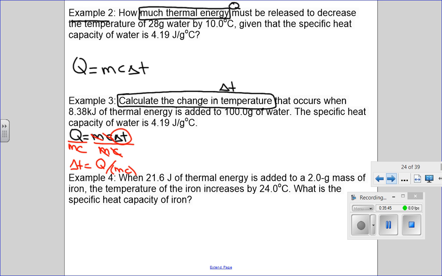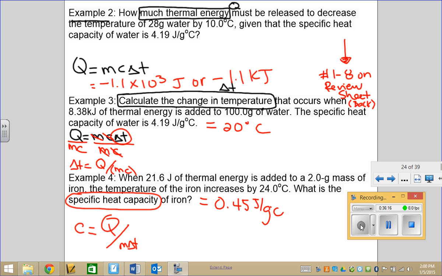For example 4, we're asking you what is the specific heat capacity of a particular substance. So here, we are not looking for delta T, but we are looking for C. So you would have to rearrange the formula in a very similar way to what you did in example number 3. So I'm not going to rearrange it for you just yet. I will show you in a minute, because I'd like to give you the chance to try it yourself first.